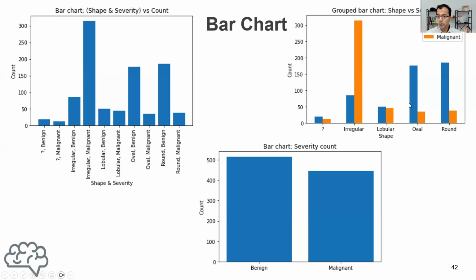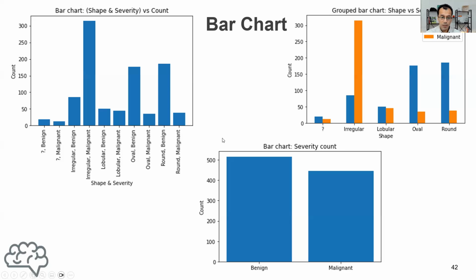In this visual on the right, I am basically showing the same thing, with the difference that now I am using a clustered bar chart. In this clustered bar chart, I am separating the malignant, which is the orange one, from the benign. We can see, for example, that if I have an irregular shape in my mammogram, the probability of being malignant is much higher, because I have a much larger number of patients with an irregular shape who were diagnosed with a malignant type of tumor.